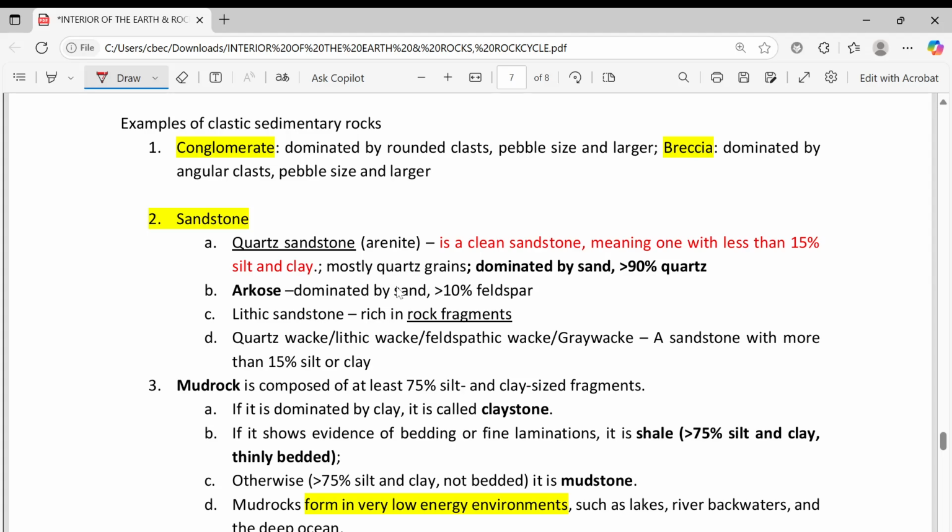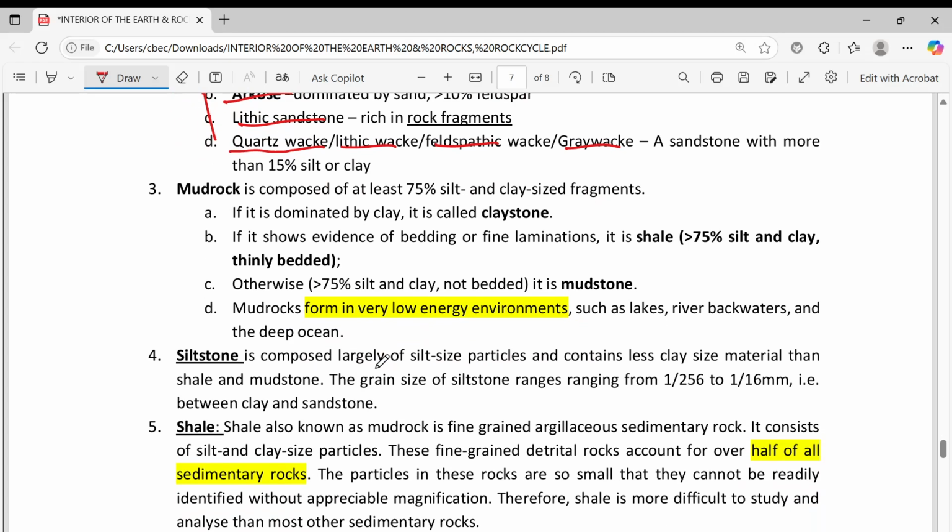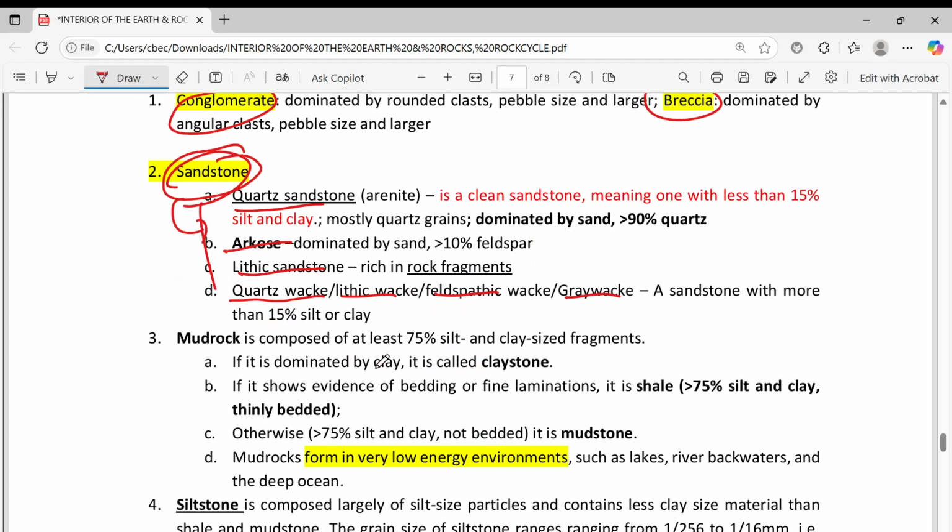Then examples of sedimentary rocks. Just remember the names, that's all. There is conglomerate, there is breccia, and there is sandstone. In sandstone we also have quartz sandstone, arkose, lithic sandstone, quartzite wacke or lithic wacke, feldspathic wacke or greywacke. So sandstone and its types. Just remember the names. And there is mud rock also. These are all clastic sedimentary rocks.